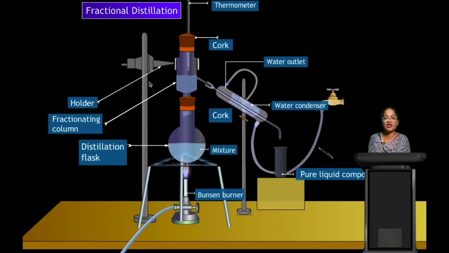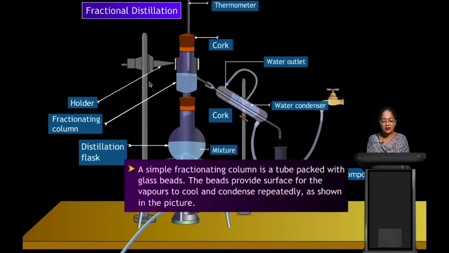From the mixture we get a pure liquid component. So it's the same process again. Here a simple fractionating column is a tube packed with glass beads. Those bubbles you can see are called glass beads. These beads provide a surface for the vapors to cool and condense repeatedly, as shown in the picture.